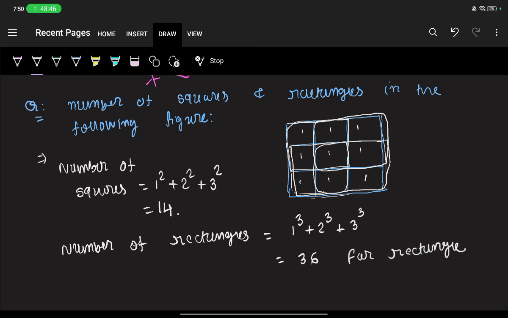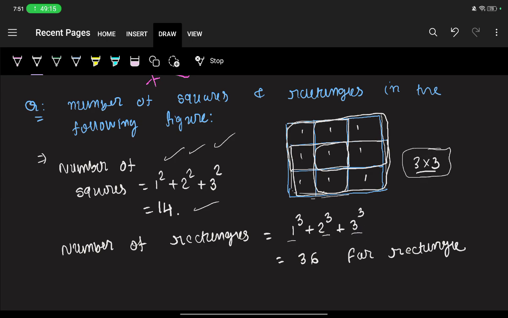So how many rectangles are there? 36. So this is a 3 by 3 square, yes or no? So for a 3 by 3 square, if you want to find the number of squares, just write it this way: 1 square plus 2 square plus 3 square. Your answer is 14. And if you want to find the number of rectangles, for a 3 by 3 square, it would be 1 cube plus 2 cube plus 3 cube.